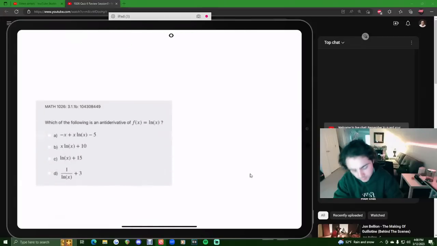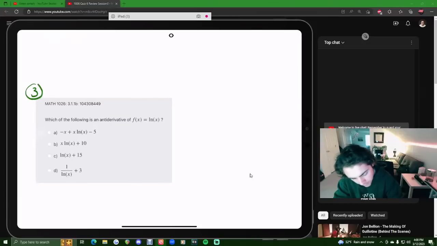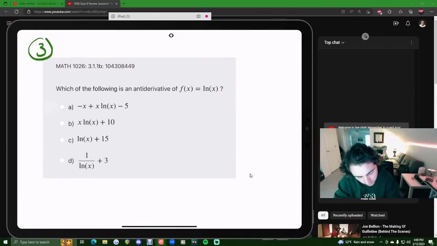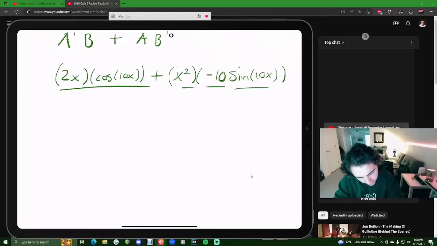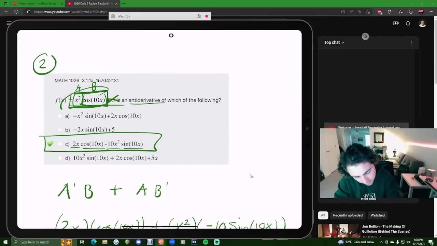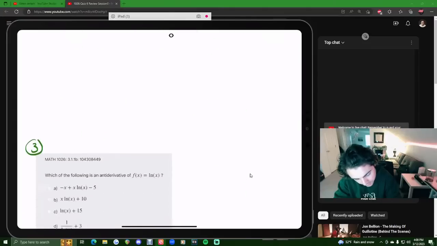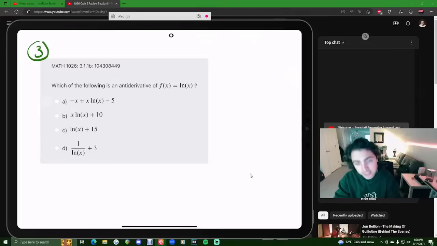That was number 2. Let's call this number 3. Which of the following is an antiderivative of this? Now, notice the difference in the language. This says this function is an antiderivative of which of the following. This one says which of the following is an antiderivative of this. So the annoying approach for these ones is you have to find the derivative of each of these functions and see which one equals ln of x.